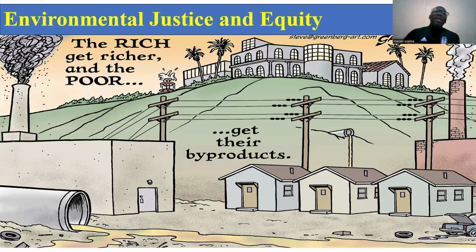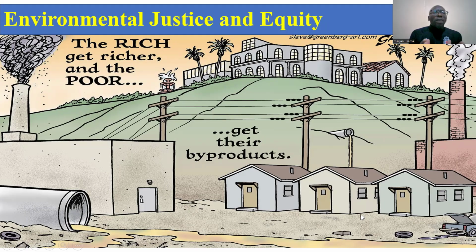So we normally have, if you look at the picture, the rich get richer and the poor get what? Get their byproducts. So the rich people, they live up there. Can you see up there? They live up there in the industries. And these rich people, what happens to their industries? They release the waste products to the masakin who are living down there.